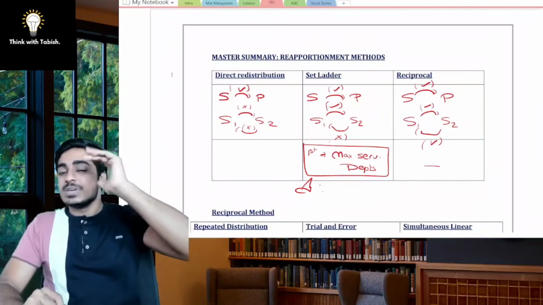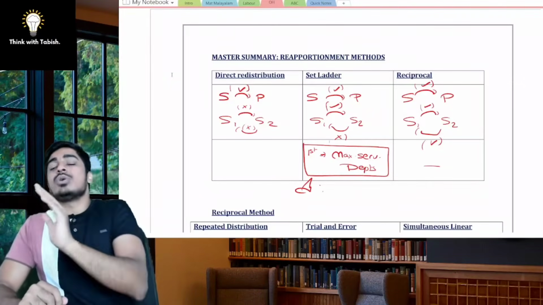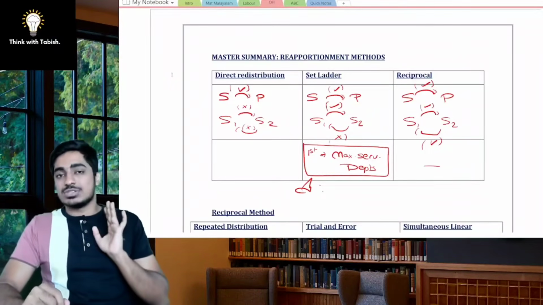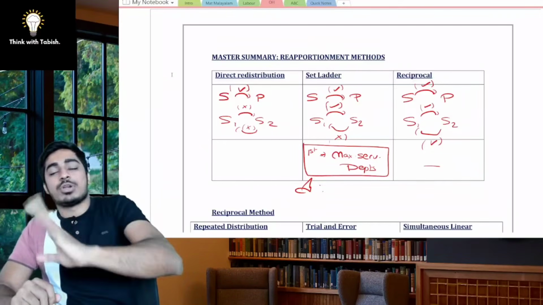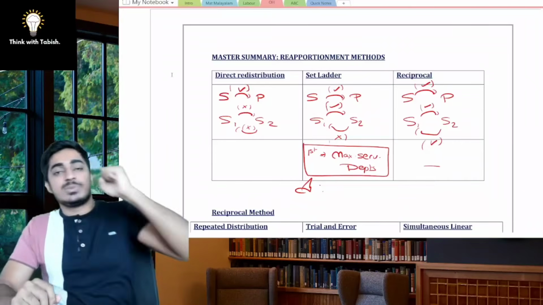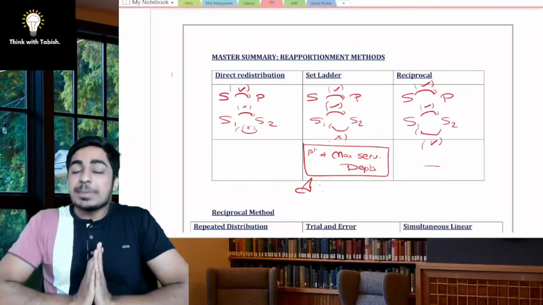Direct redistribution is very simple. The question will give us the ratio in which we need to distribute. We just go on distributing it. Simple, end of the story. We take service department 1 cost and distribute it to the production departments. Service department 2 cost, we distribute to the production departments. End of the story.